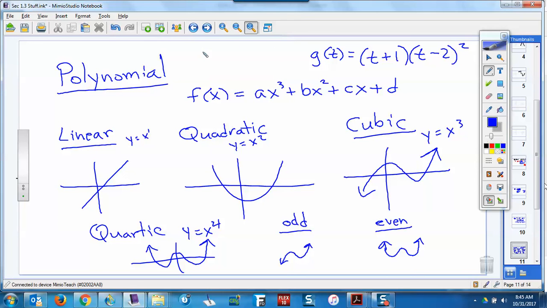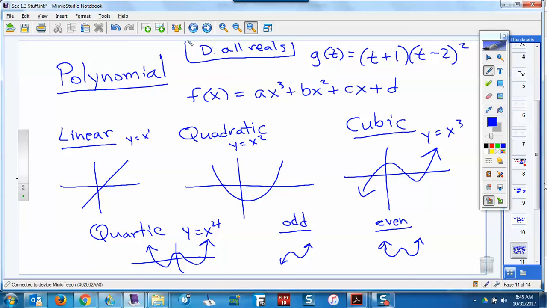Polynomial functions, the domain is all reals. You never run into any problems plugging into a polynomial. The domain is always all reals. You could get even and odd functions. A basic x cubed is odd, a basic x squared is even, but they wouldn't have to be if you shifted them and so forth. Okay, so that's what's going to happen with polynomial functions.